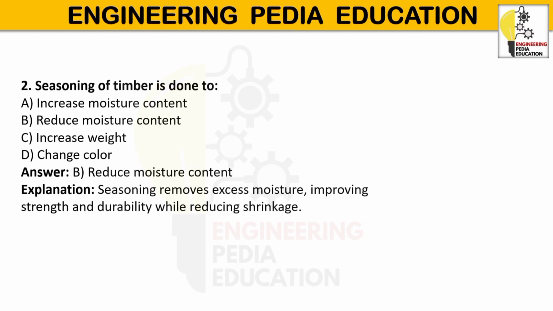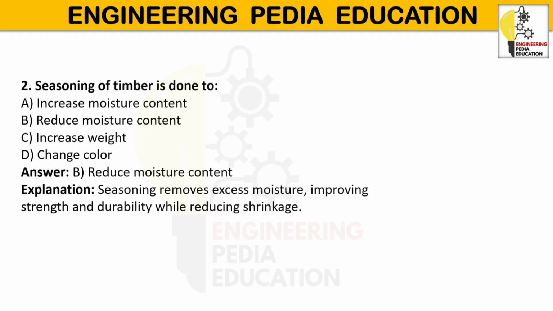The second method is artificial seasoning. Artificial seasoning uses equipment to speed up drying. It includes kiln seasoning, chemical or electrical seasoning. In kiln seasoning, timber is dried in a chamber with controlled temperature and humidity. Electrical seasoning is used in special situations but is less common. So what is the key conclusion? Seasoning is an essential step before timber is used in engineering work. Properly seasoned wood is stronger, more durable, dimensionally stable, and has a longer service life than unseasoned wood.